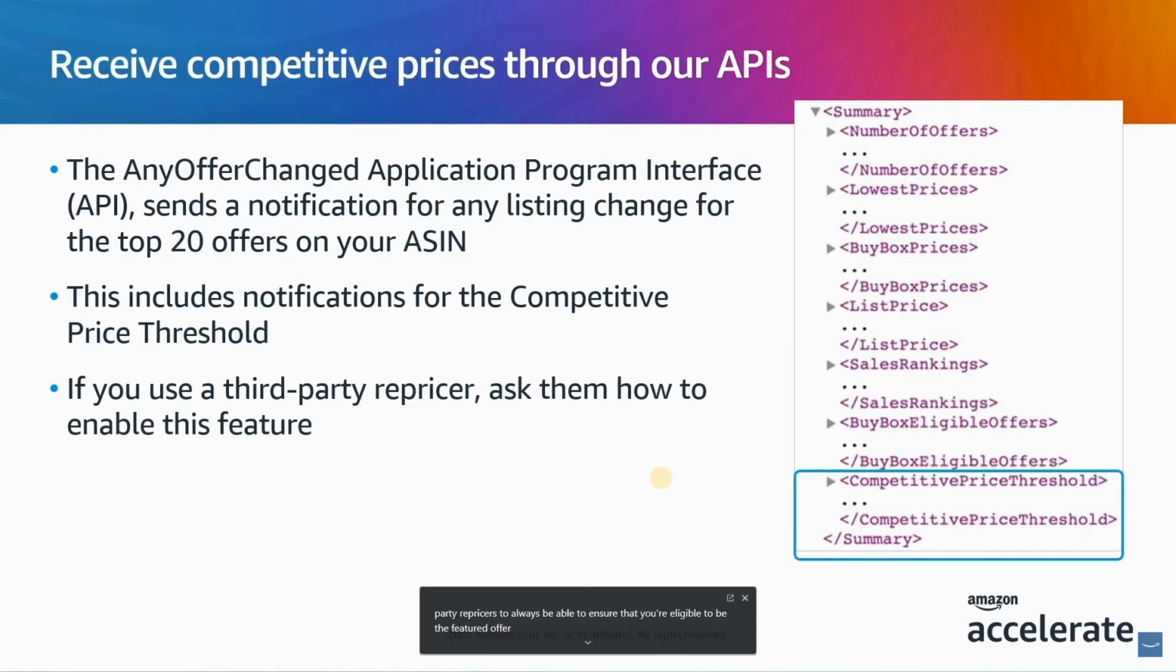Here, you can see a sample payload, which includes the competitive price, which you can see in the blue box on the right side of your screen. If you use a third-party repricer, ask your integrator how to set up your pricing algorithm to account for the competitive price.